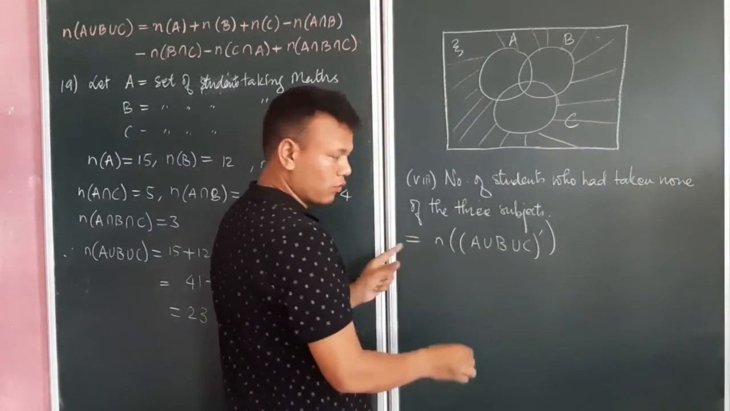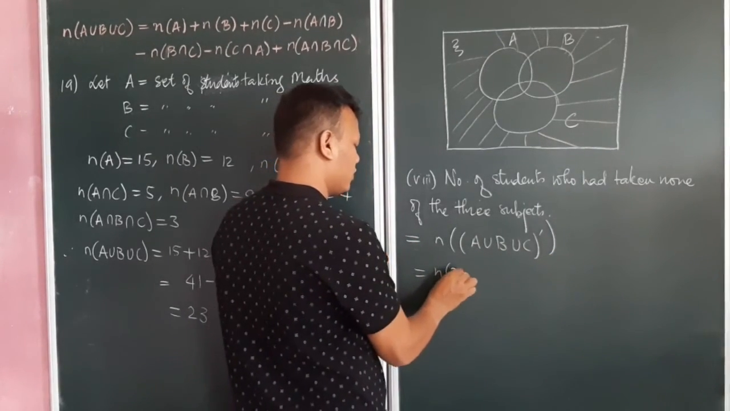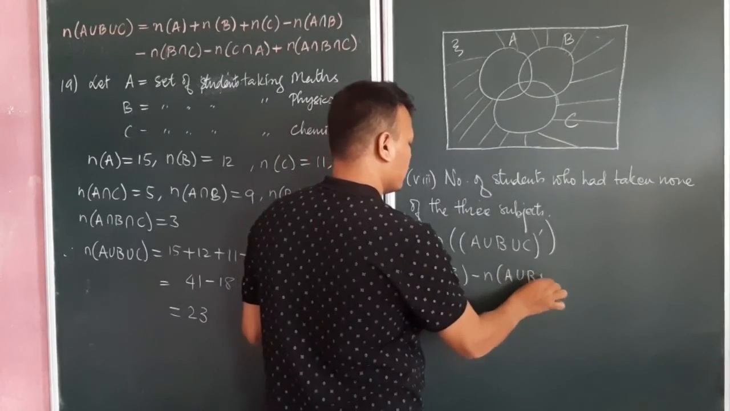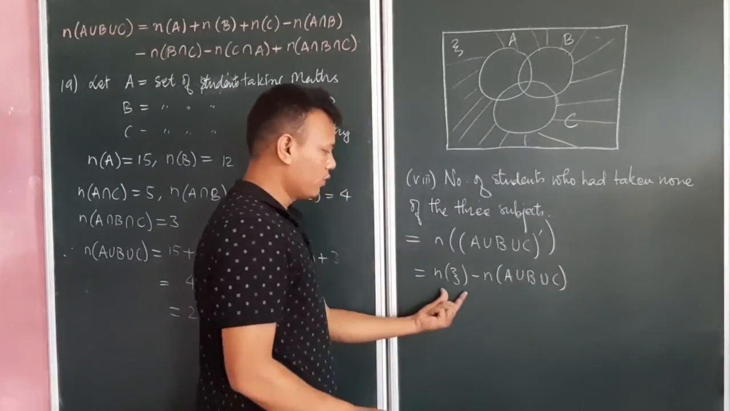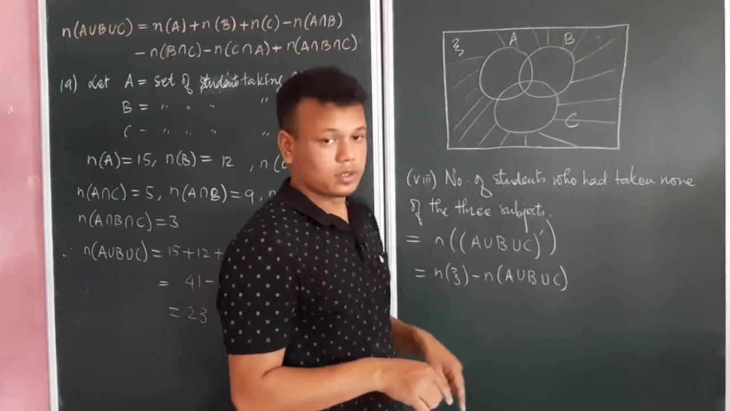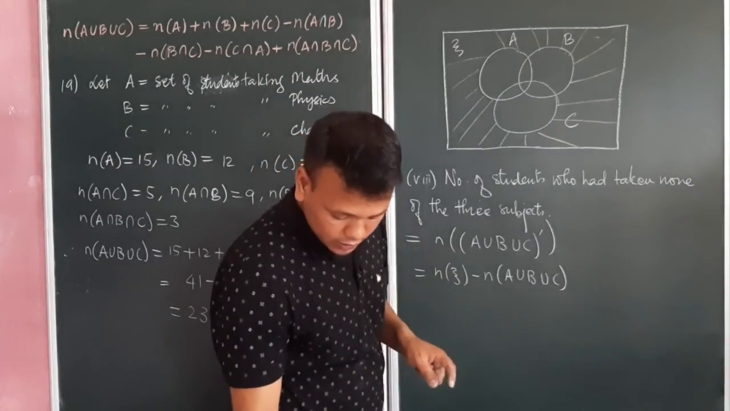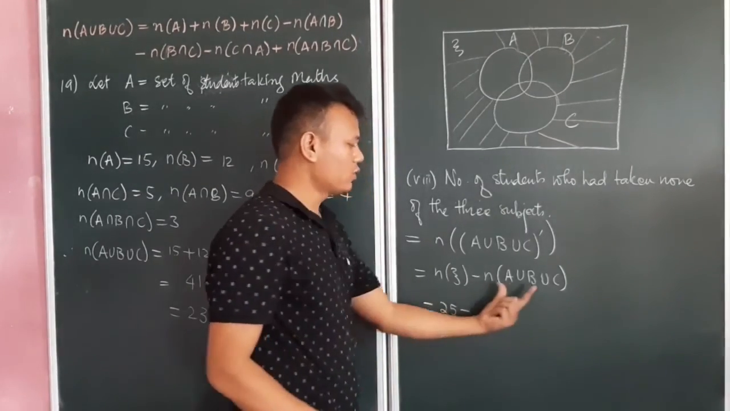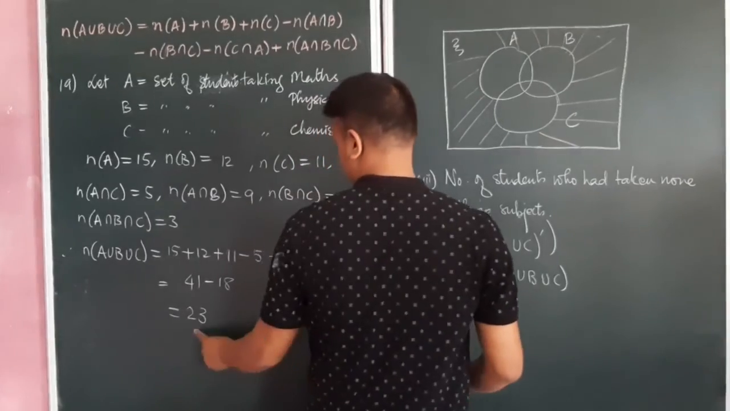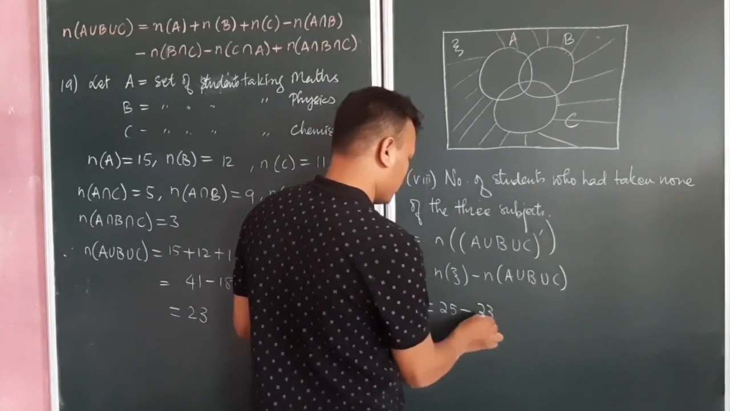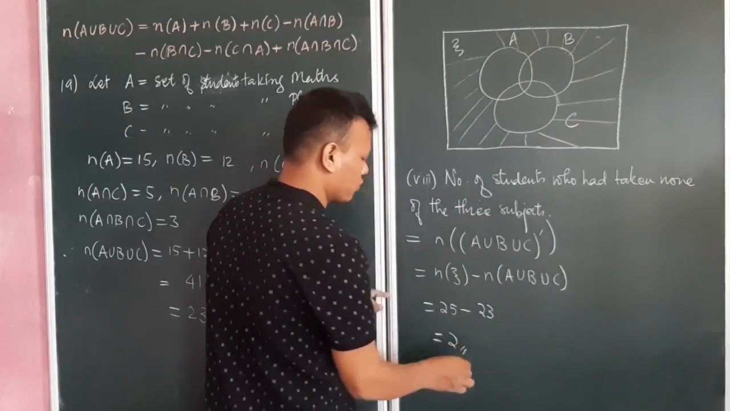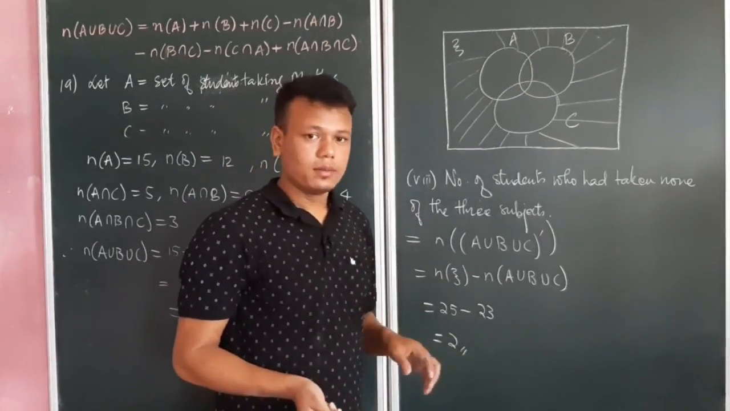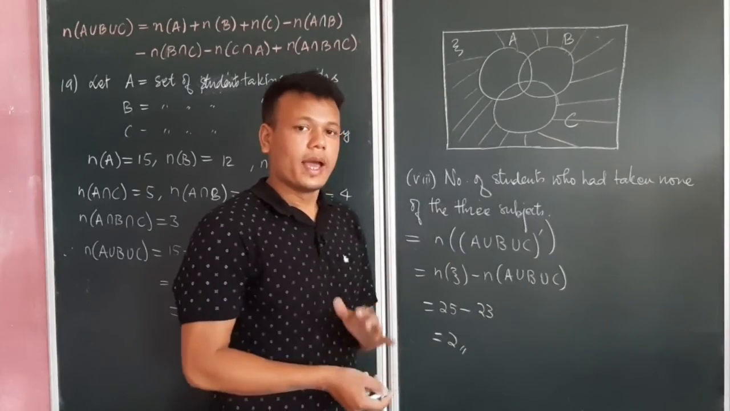So basically we need to find the complement of A union B union C. The formula says this will be equal to n of xi minus n of A union B union C, isn't it? Now n of xi means the total number of students in the classroom, and how much is that? It is given to be 25. And this is equal to 23. So what's the difference? The difference is 2. That means there are 2 students who have not taken physics, chemistry and maths. Alright, pause the video and note it down.